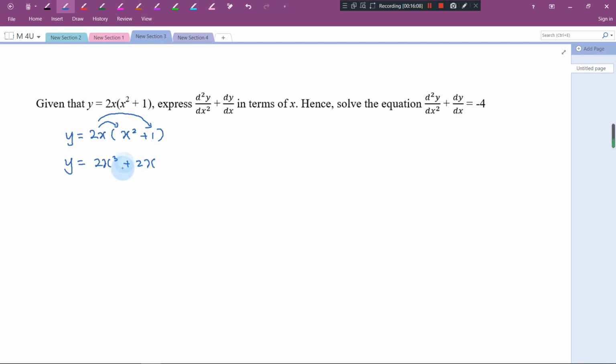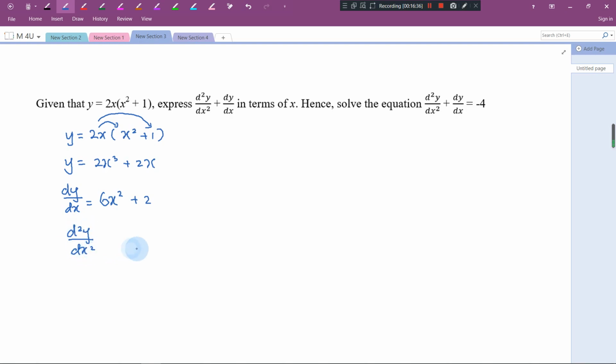Now I will start to find the first derivative, dy by dx. 3 times 2, you will get 6. Copy the x. The power always minus 1, you get 2. If you differentiate 2x, you will get positive 2. Okay, so this is dy by dx. Now we are going to find the second derivative. It means that we have to differentiate this one again.